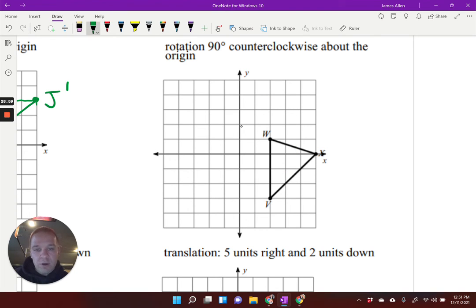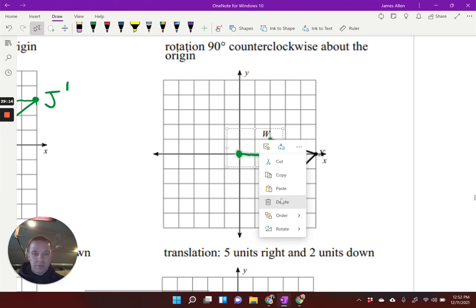So I'm going to move W first. So this is my point W right here, right? From origin, let me do this. The point, boom. Okay, so I want to rotate that 90 degrees counterclockwise. So again, I can use fancy technology here. I'll do it on the first one, and I won't do it on the other ones.